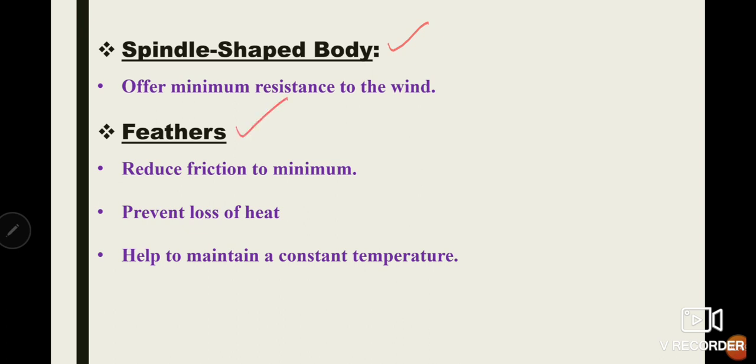They provide the passage for air and reduce friction to a minimum. These feathers also prevent loss of heat. They also maintain a constant body temperature. As you all know, birds fly from a hotter region to a colder region or from a colder region to a hotter region, so they have to continuously adapt or maintain the temperature of their body. In that case, feathers are helping.